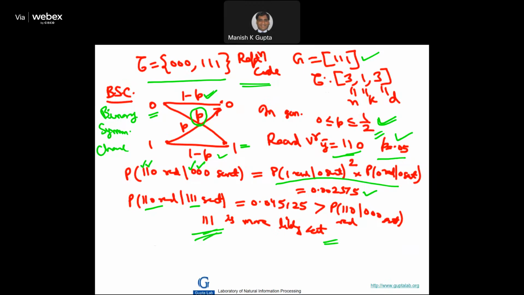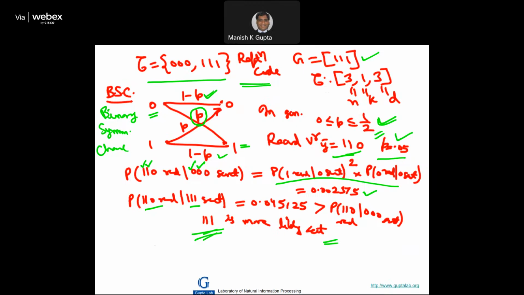Right. So essentially, once we receive 110, I can compute the probability that 000 was sent. Similarly, I can compute the other probability. So if 110 is received, what is the probability that 111 was sent? I can compute this again using a similar technique. It turns out that this probability is this.